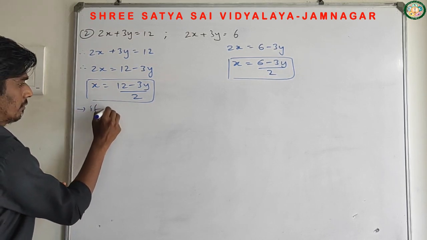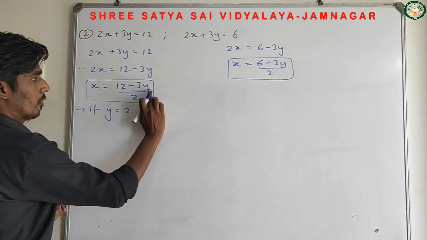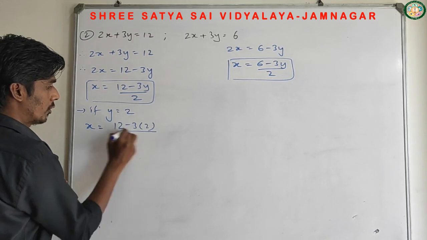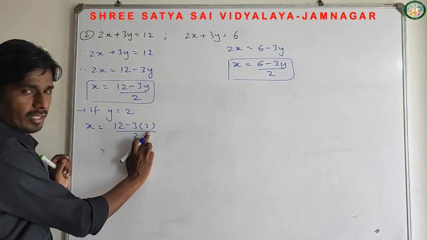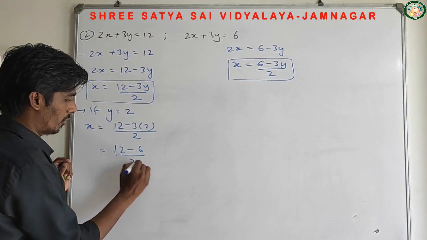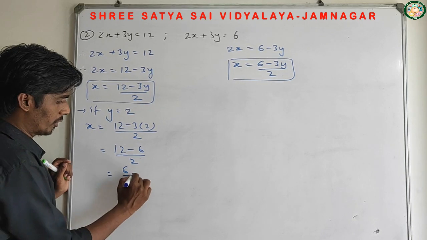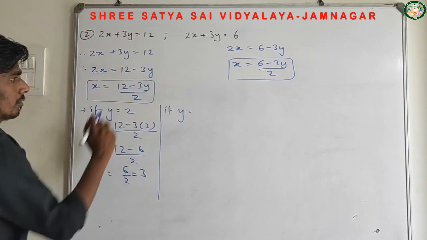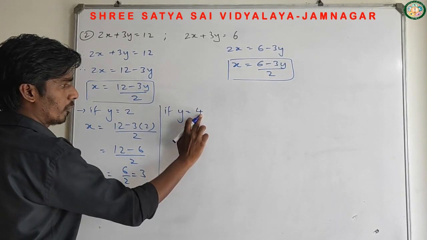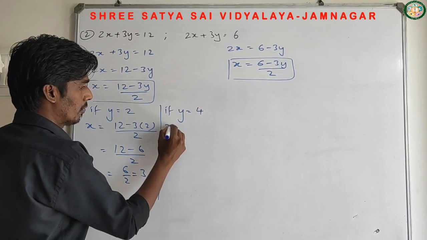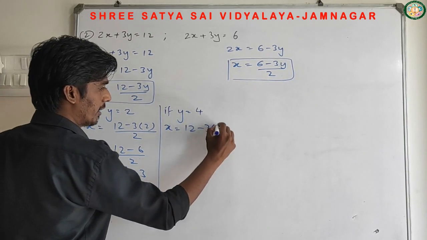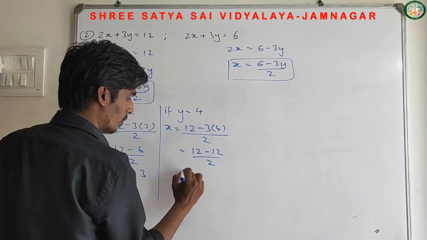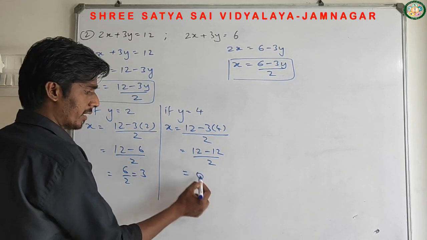So if y equals 2, what will x be? 12 minus 3 into 2 upon 2. 3 twos are 6. 12 minus 6 upon 2 is what? 3. Similarly, if y equals 4, now instead of y I am going to replace it by 4. x equals 12 minus 3 into 4 upon 2. So 3 fours are 12 upon 2. So definitely it's what? 12 minus 12 is 0.